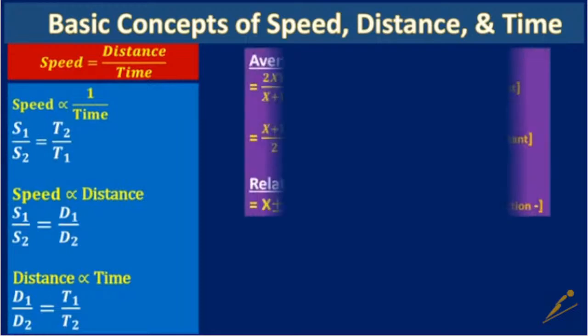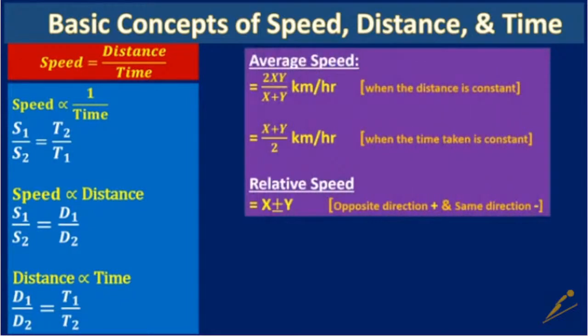Average speed. Case 1. When the distance is constant, average speed equals 2xy divided by x plus y, where x and y are the two speeds at which the same distance has been covered. Case 2. When the time taken is constant, average speed equals x plus y divided by 2, where x and y are the two speeds at which we traveled for the same time.